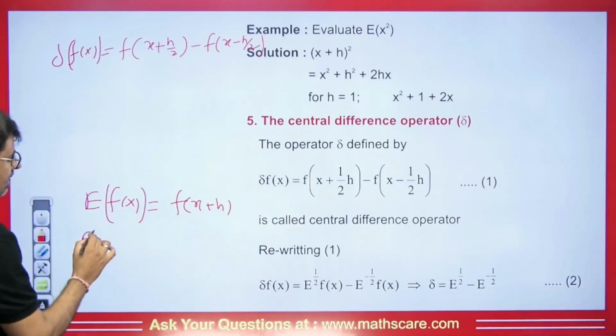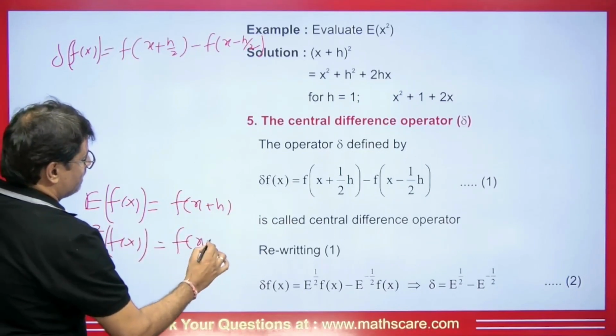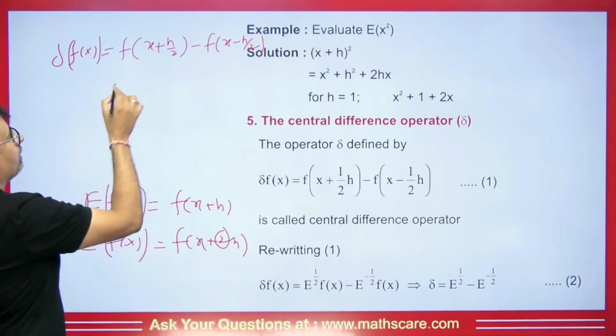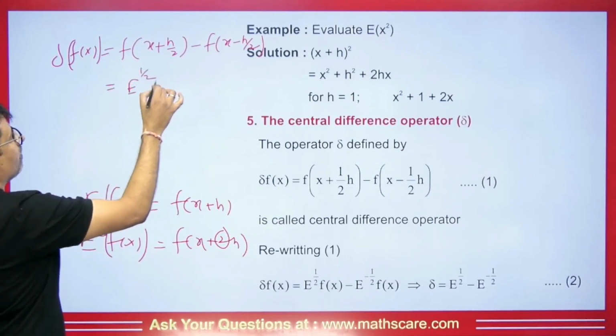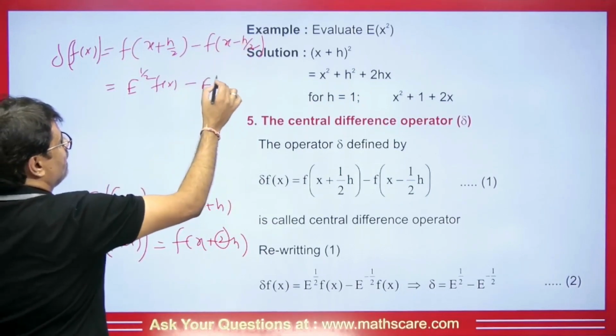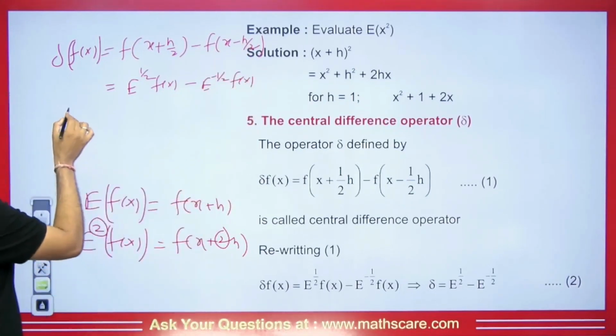I told you that if I apply E squared, then pay attention, what will come? f(x + 2h). That means whatever power is there, it will come here. If we have 1/2 here, then this will become E to the power 1/2 f(x). Then we can write it like this, minus. This is minus 1/2 power, what will come? E to the power minus 1/2 f(x). You understand this, right? Pay attention.